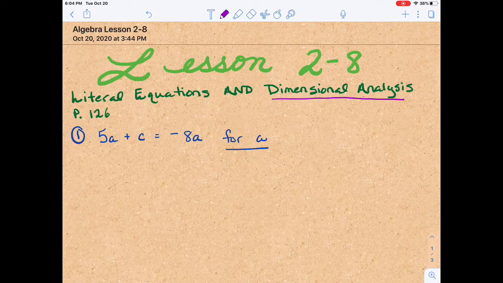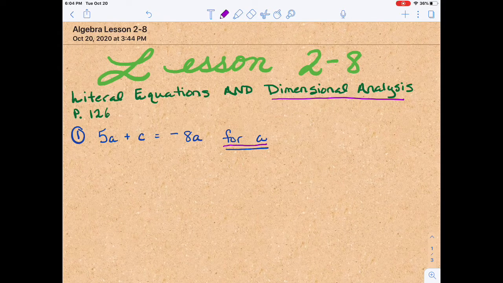There's a really good use for this later on, especially in physics. Sometimes we just need to rearrange a formula for the way we use it, and it's part of speaking math language. So in number 1, we have 5a plus c equals negative 8a, and they want us to solve for a. So that just means get a by itself. On one side or the other of the equation, we need the whole thing equals a, or a equals the whole thing.